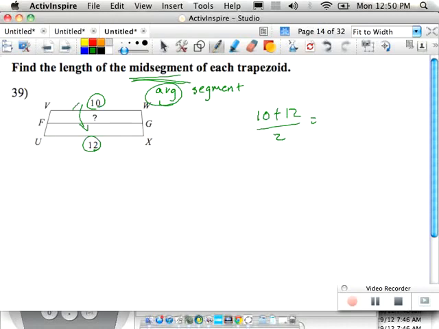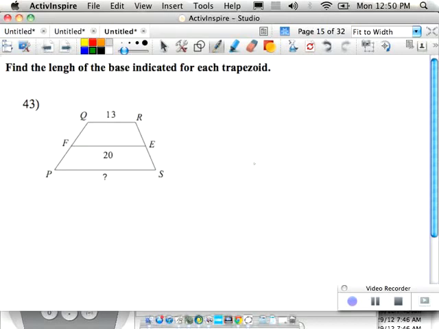Now, if you were using some common sense, you could probably figure out the average between 10 and 12. The number right in the middle is going to be 11. But let's just double check it with our little calculation here. 10 plus 12 would be 22 divided by 2. That definitely equals 11. So this middle piece here is 11 units.